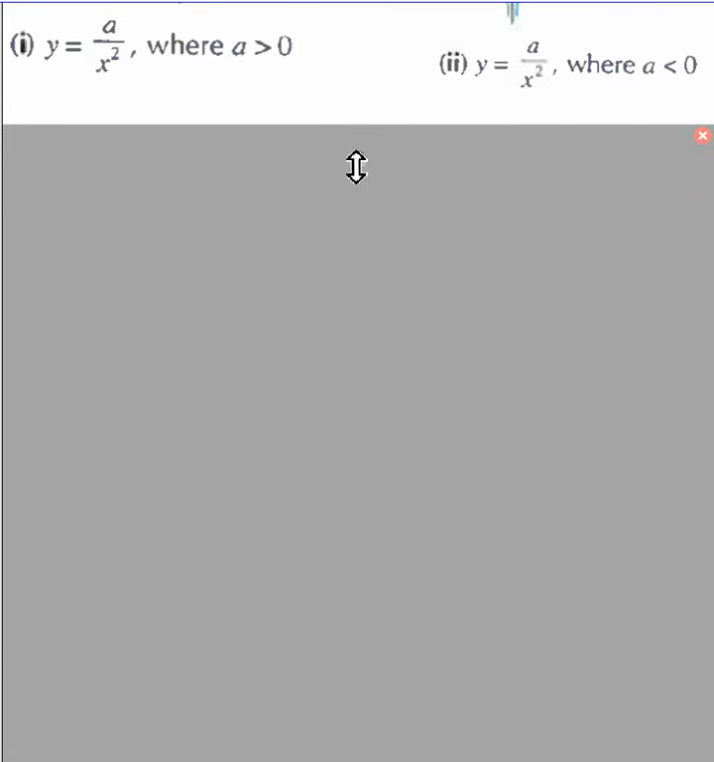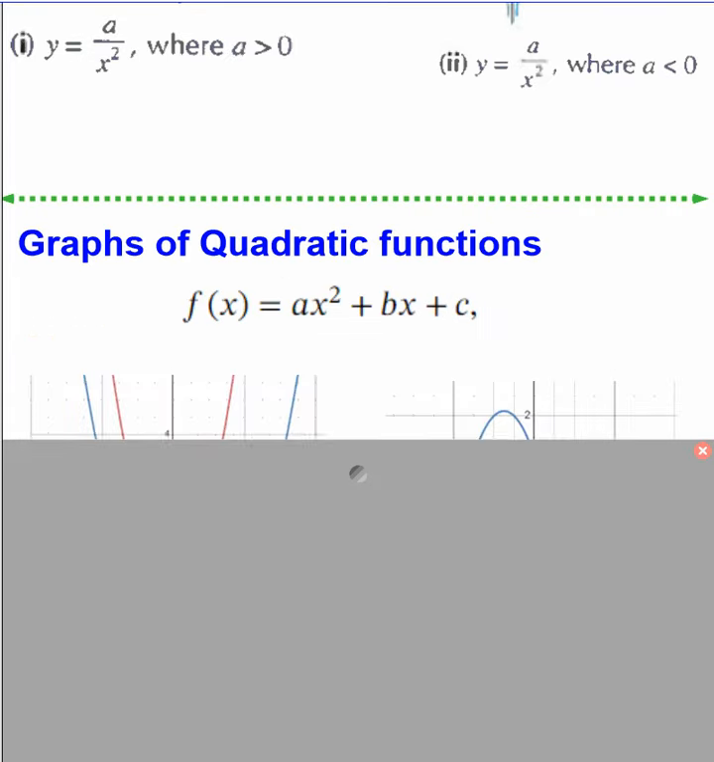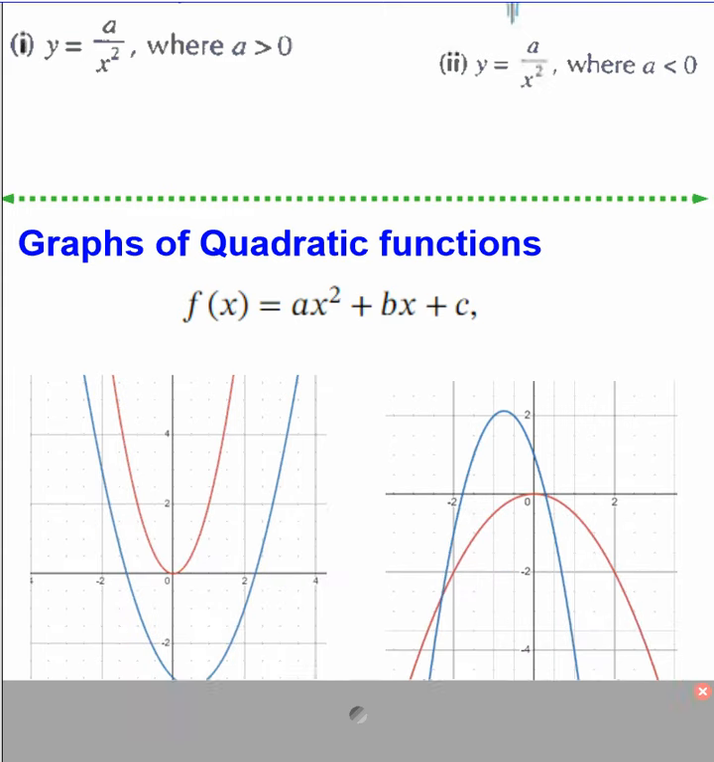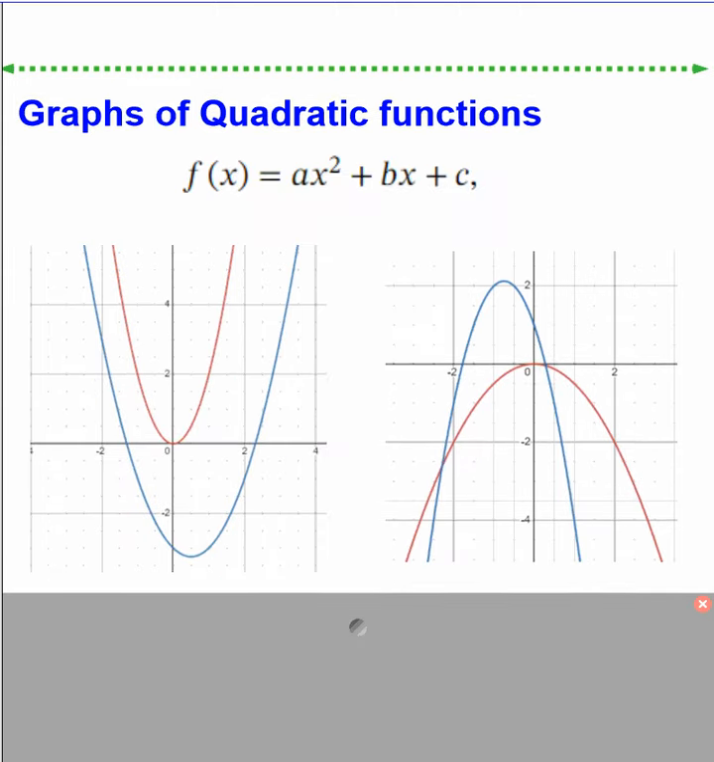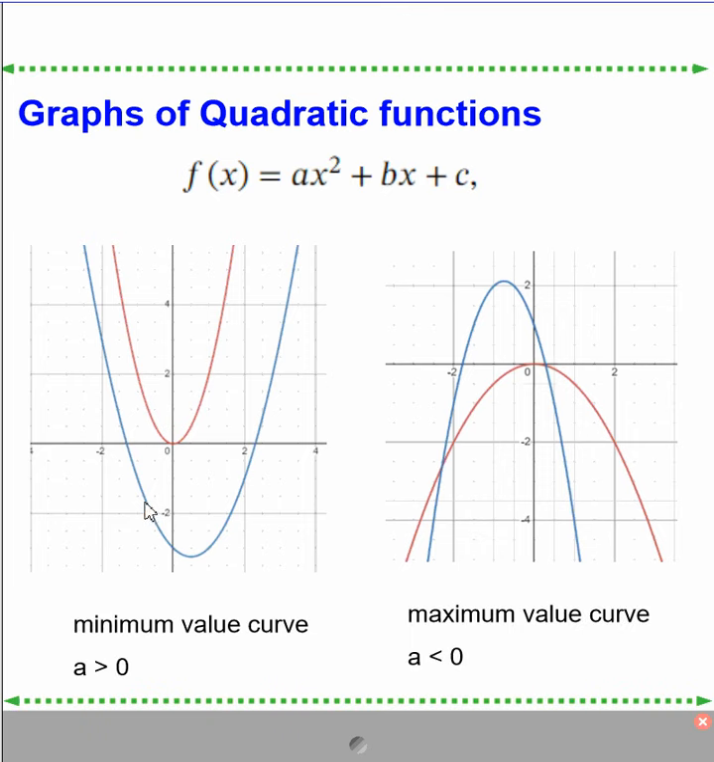Then comes the quadratic equation. Now this is something most of the students know. The quadratic equation curves are called minimum value curve or maximum value curve. If the graph is facing upward, like a happy face in layman language, then it is called a minimum value curve, and these shapes are called parabola. So if your a is positive, the shape of the graph will be like this.